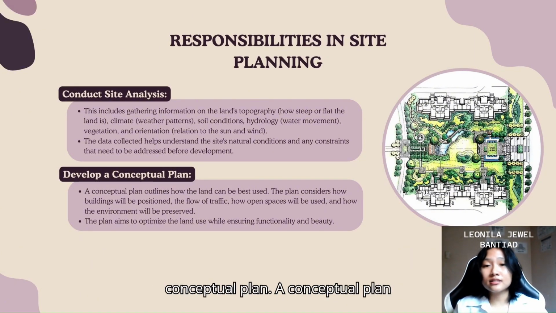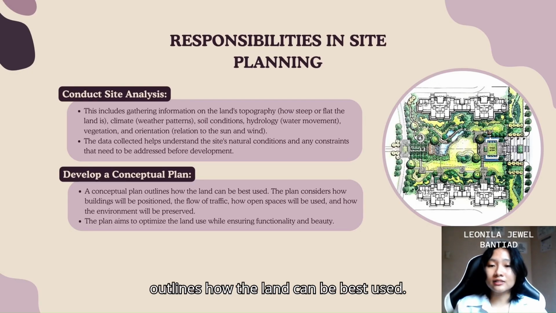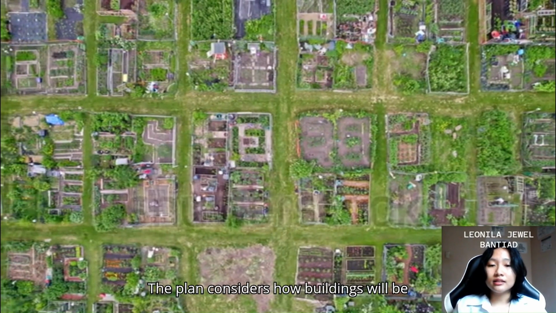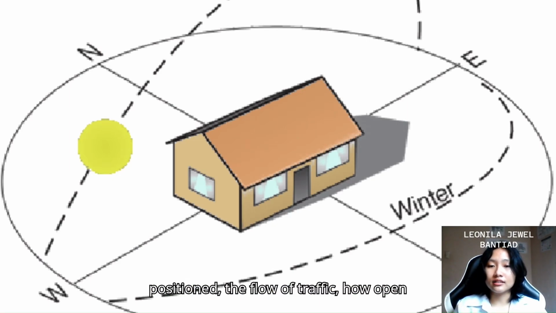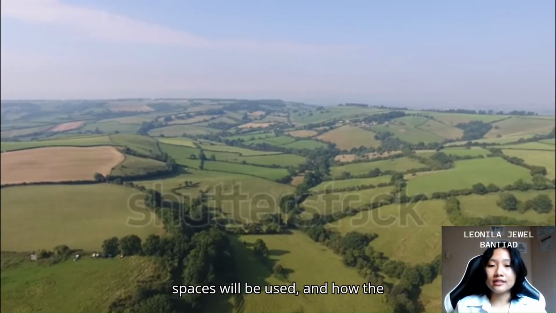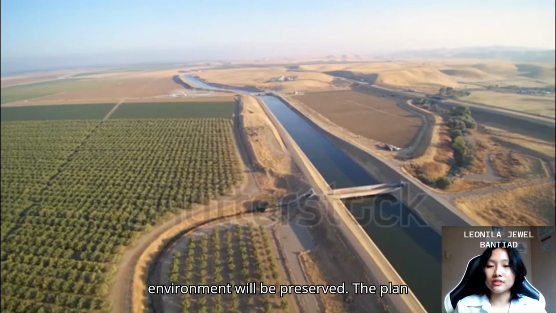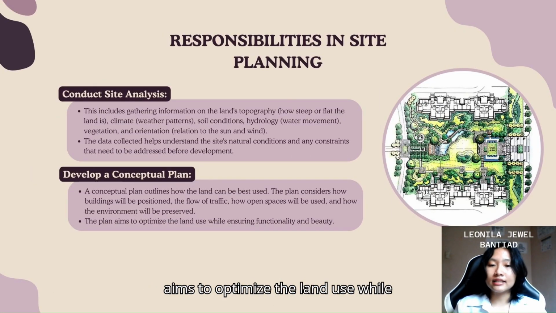Secondly, develop a conceptual plan. A conceptual plan outlines how the land can be best used. The plan considers how buildings will be positioned, the flow of traffic, how open spaces will be used, and how the environment will be preserved. The plan aims to optimize the land use while ensuring functionality and beauty.